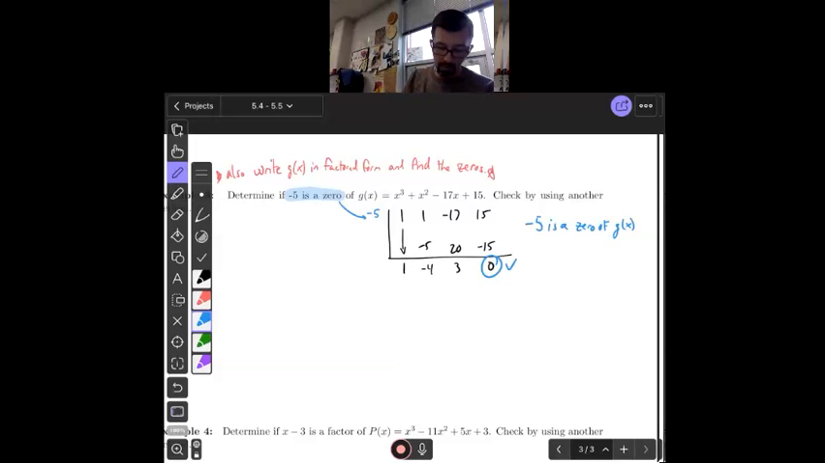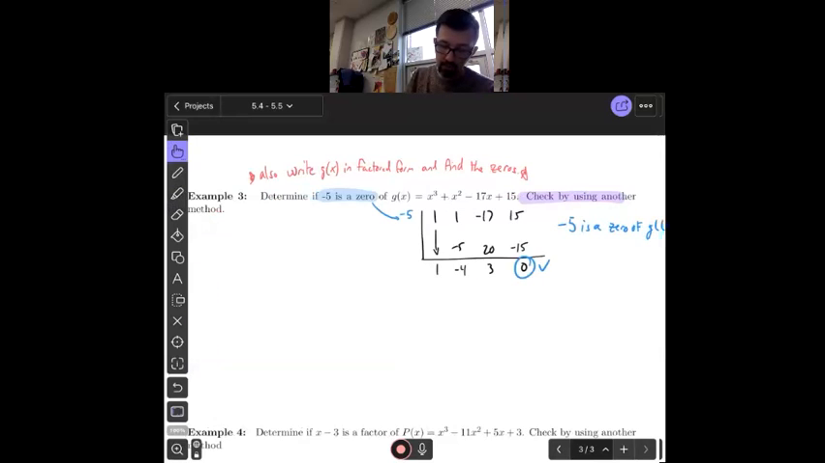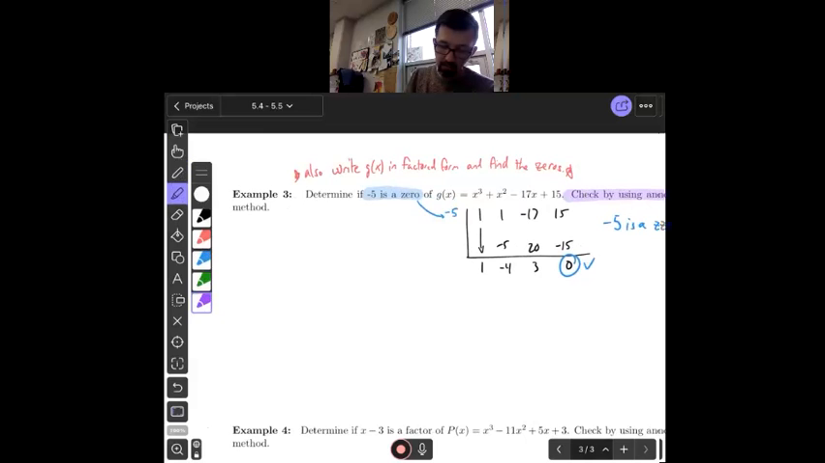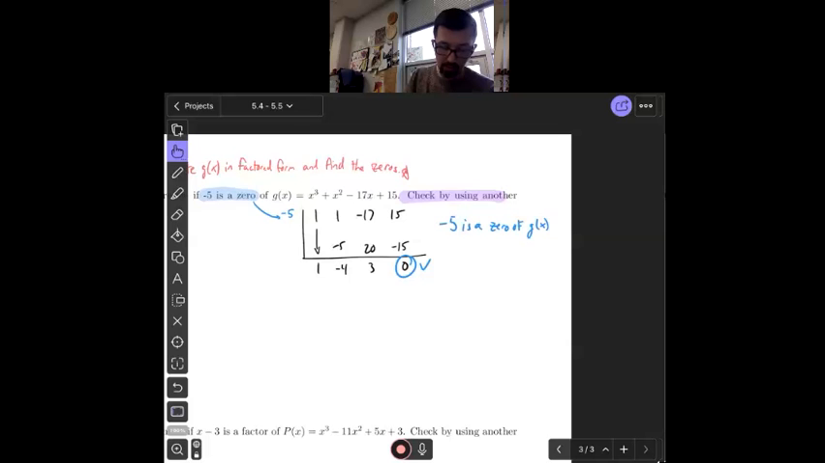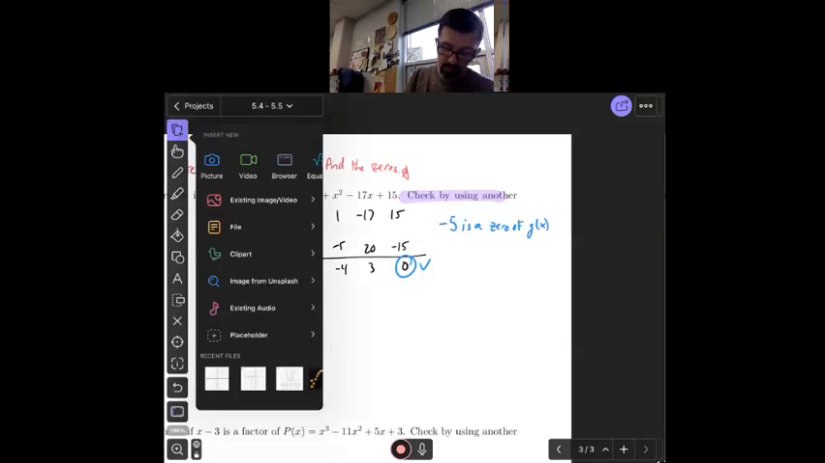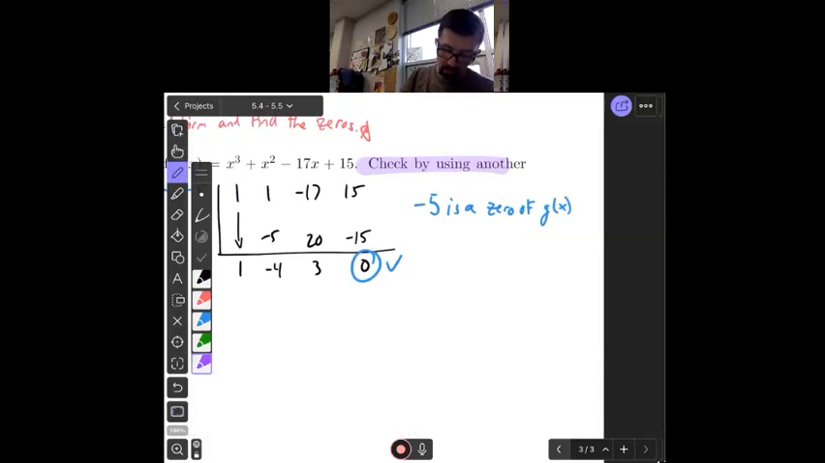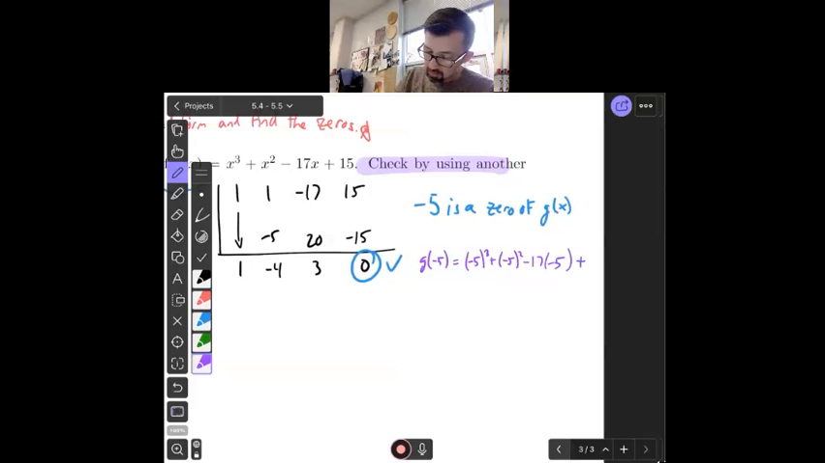They said check using another method. So another method we could use would just be straight substitution. So let's just plug negative 5 into g of x, see what we get. So g of negative 5 would be negative 5 cubed plus negative 5 squared, and 17 times negative 5 plus 15. All right, so it's plugging negative 5 in.